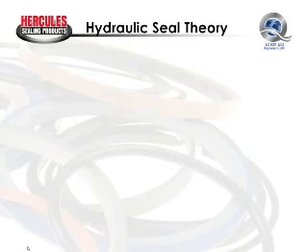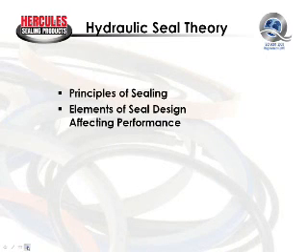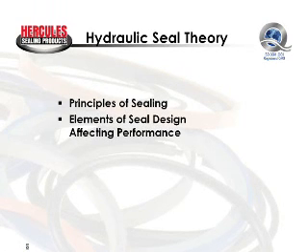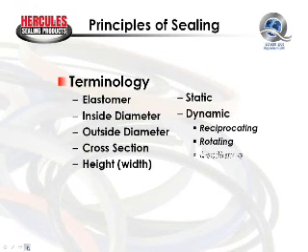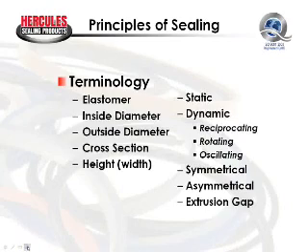We're going to talk a little bit about the principles of sealing and elements of seal design that affect a seal's performance. But before getting into that, we want to talk a little bit about terminology. Basically, the products we're going to be talking about primarily are elastomeric seals, elastomers. An elastomer is a product that is elastic in nature. It can be compressed, it can be twisted, it can be stretched, and when it's released, it will return to its original shape. Elastomeric seals are basically the seals of design for rod-type sealing applications.